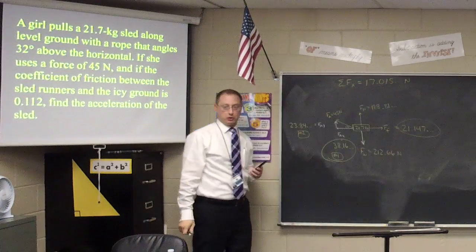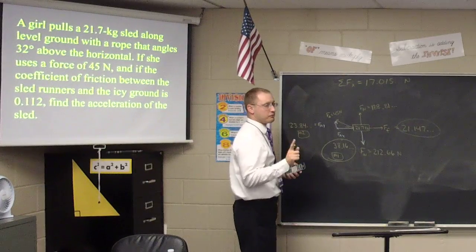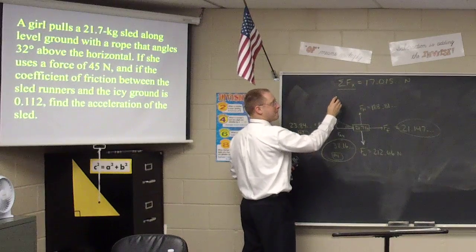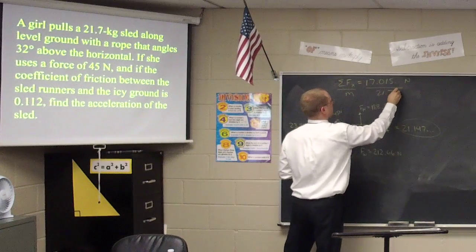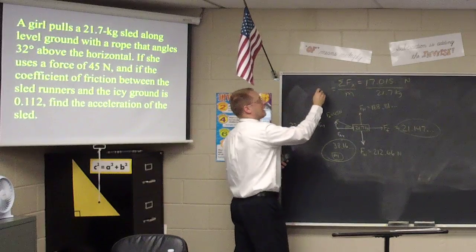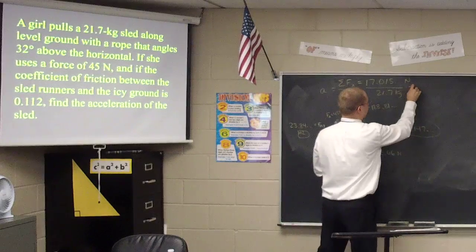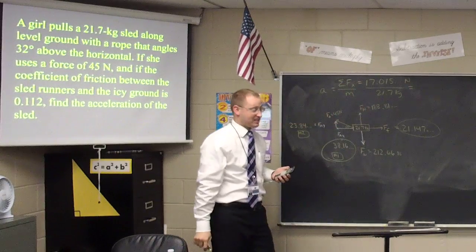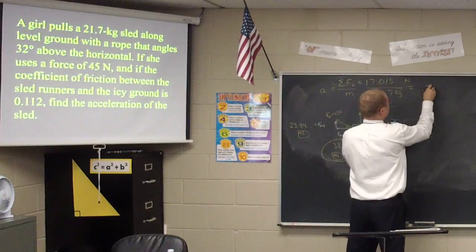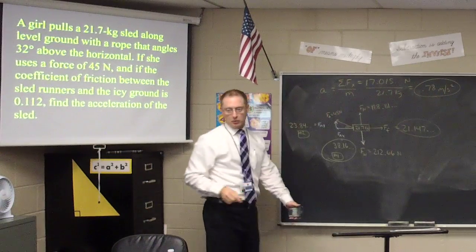That's the resultant force right there. She wins by 17.015. And if that's the resultant force, class, if I divide that by the mass, which was 21.7 kilograms, I will get the acceleration. And how rapidly does said sled accelerate? 0.78. And you're going 2 sig figs, 0.78 meters per second squared.